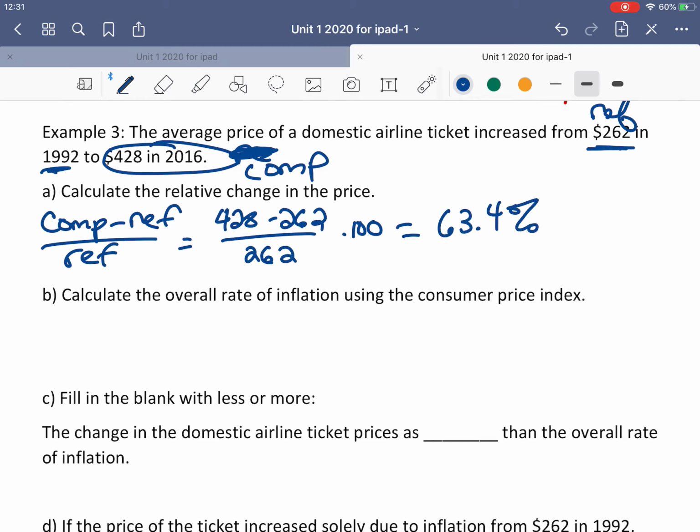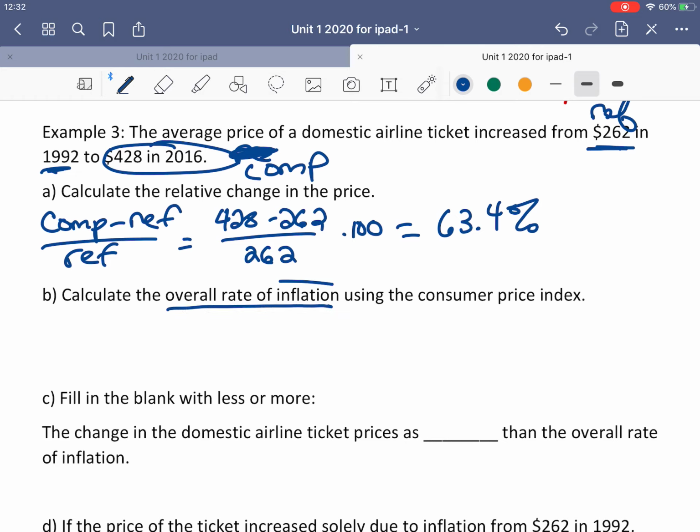If you're still trying to figure out how I go from this to that, type it in your calculator, send me a picture of what it looks like in your calculator, the whole kit and caboodle, and let me check what you're doing if things are going awry. So it has changed 63.4% since 1992. And a lot of us are like, holy cow. But here's a bigger holy cow.